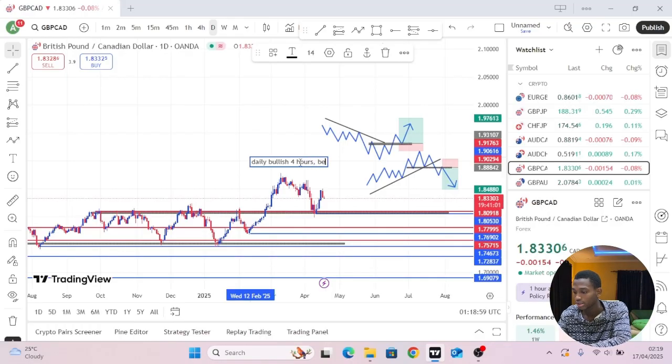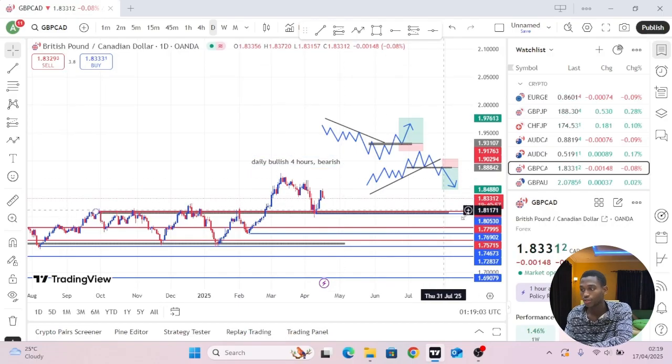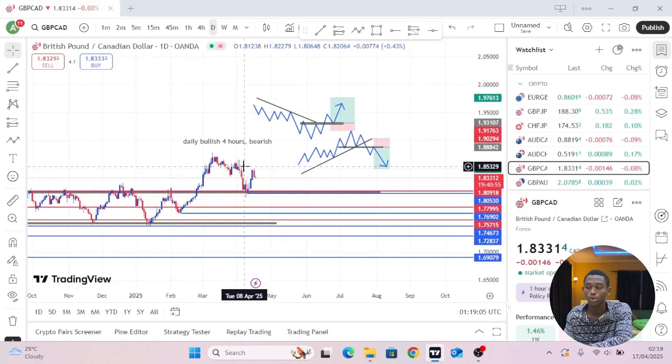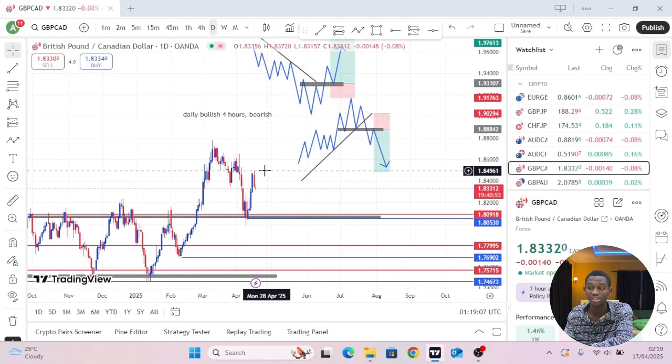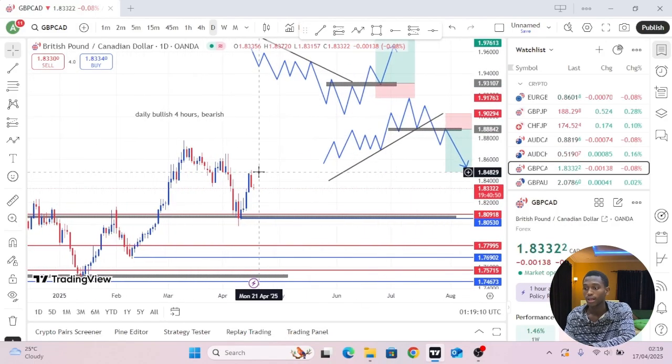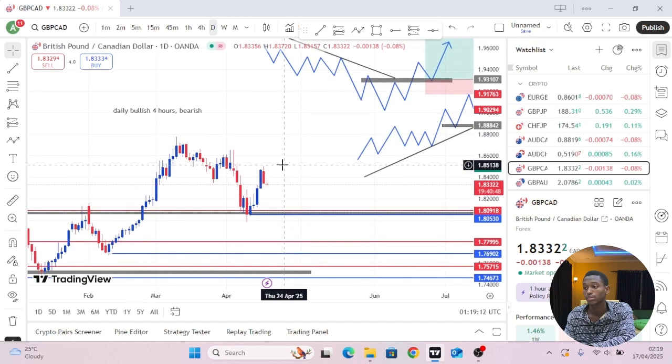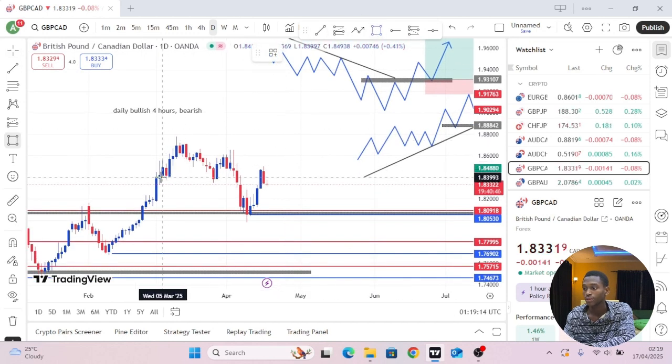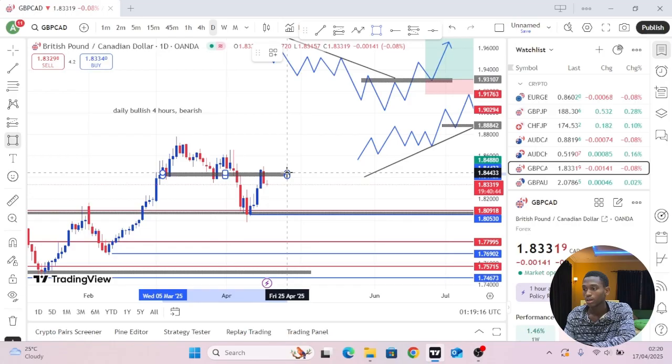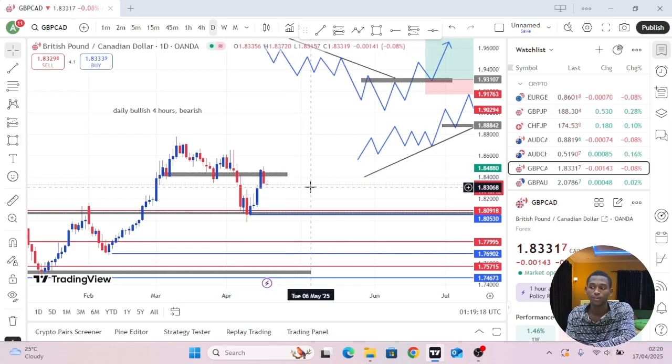Four hours bearish. So the daily is bullish, the 4 hours is bearish. So what are we going to respect right now? It's a 50-50 something, that the daily is bullish and the 4 hours is bearish, because even from this daily candlestick, we can see this is a clear shift of structure. I mean, you yourself, you know, it is clear. This is a clear shift of structure.